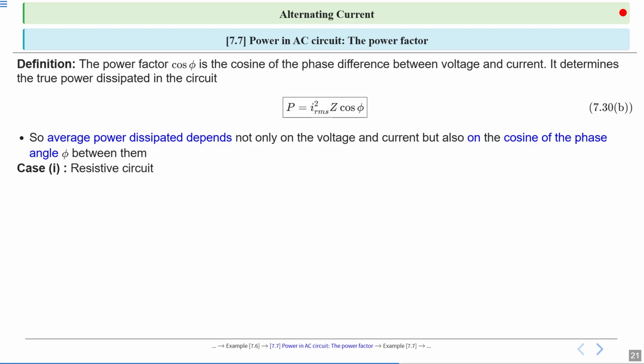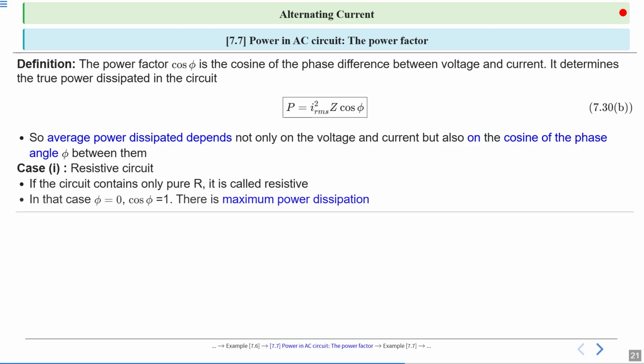So case 1, resistive circuit. In the case of a resistive circuit, what is this phi? The phase difference between voltage and current in a resistive circuit is 0. If the circuit contains only pure R, it is called resistive. In that case, phi is equal to 0, which means cos phi is equal to 1. There is maximum power dissipation.